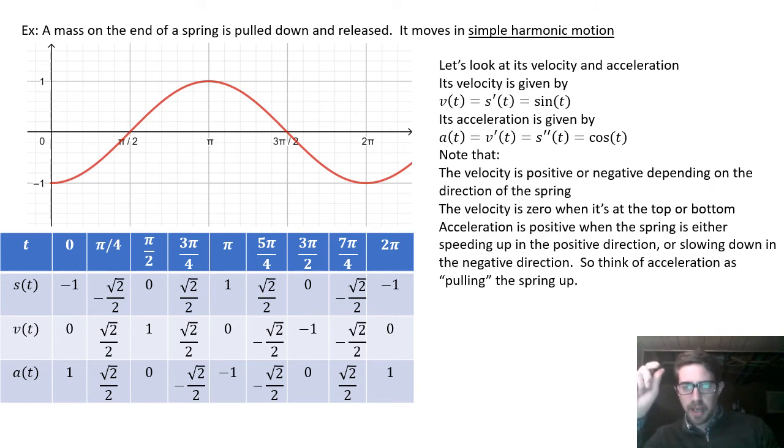Acceleration is only ever positive if it's speeding up in the positive direction, if it's going up and speeding up, or going down and speeding up, right? So acceleration would be negative if it was going down and speeding up. So, right, positive acceleration is pulling the spring up, negative acceleration is pulling the spring down. And depending on which direction the thing's actually going, that's going to either speed it up or slow it down. They have to be pulling the same way to speed the thing up.